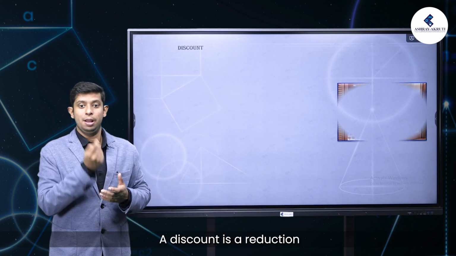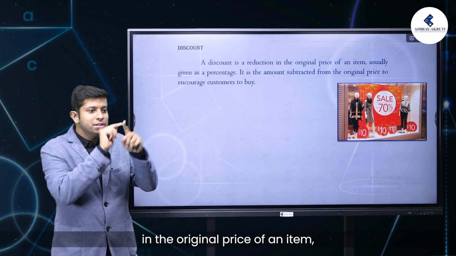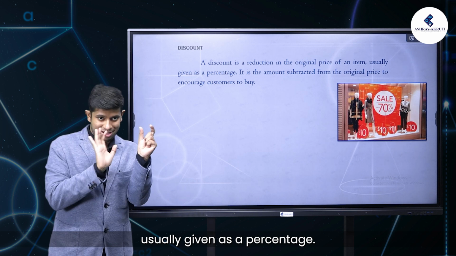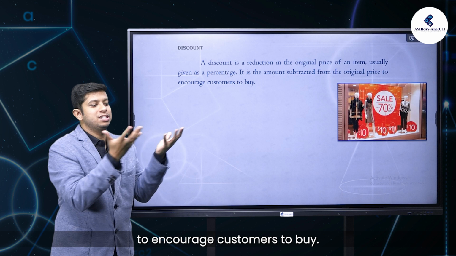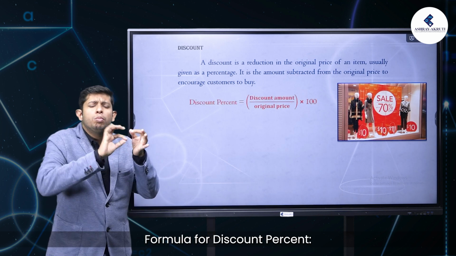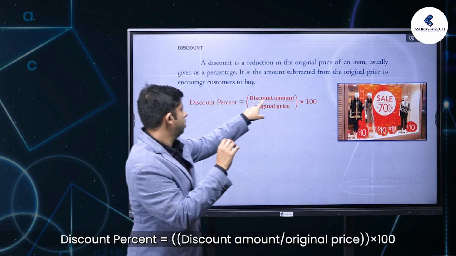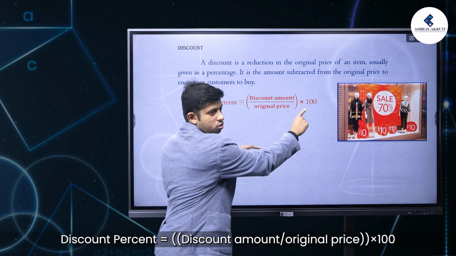Discount. A discount is a reduction in the original price of an item, usually given as a percentage. It is the amount subtracted from the original price to encourage customers to buy. Formula for discount percent: discount percent equals discount amount by original price into 100.